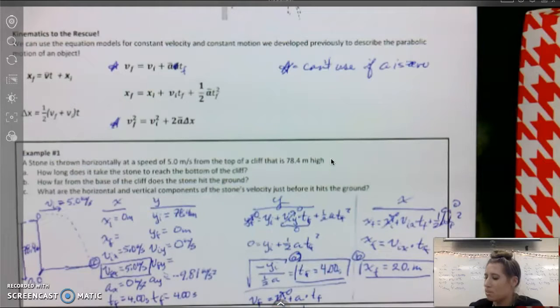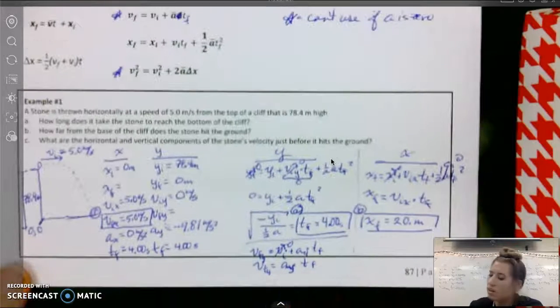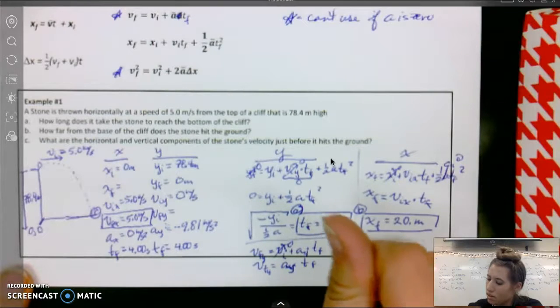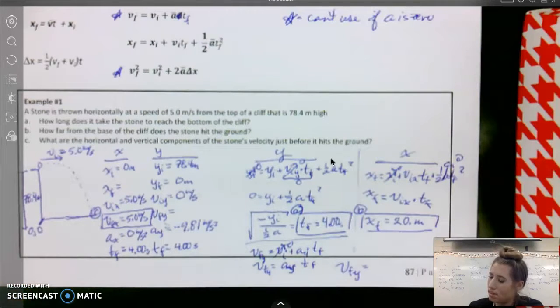Oh, sorry, I got those mixed up. Oh yes, we're looking in the y. That's my bad. So yes, the y initial is 0. If I'd put the little y's on there, then I would have been able to keep track of that. Keep your work organized. So it's going to equal acceleration times time. Okay? So I'm going to plug that in. We know that the acceleration is a negative 9.81, and we know that the time is 4 seconds. So negative 9.81 times 4 seconds.